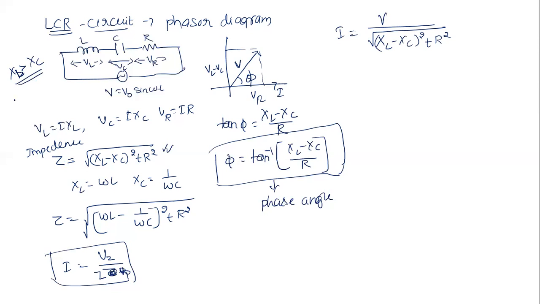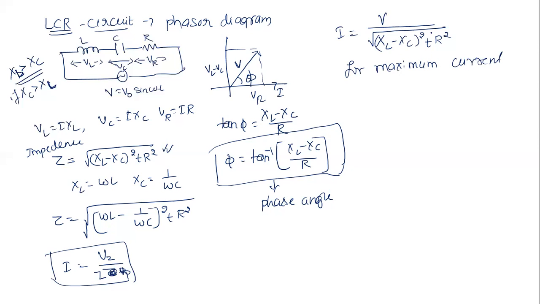Sir, what if XC is greater than XL? Then you just reverse it. That's it. In the place of XL minus XC, you take XC minus XL. So for maximum current, the value of the denominator needs to decrease.